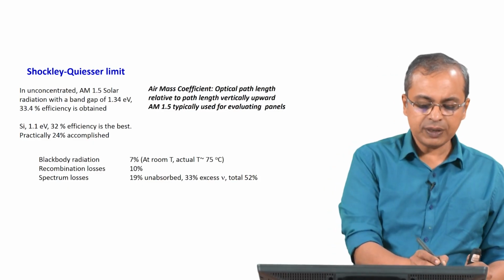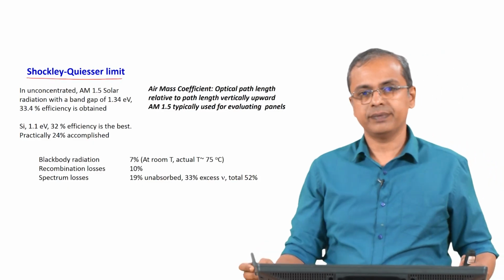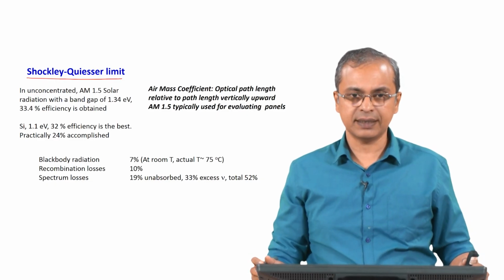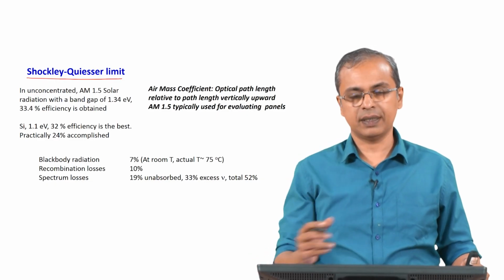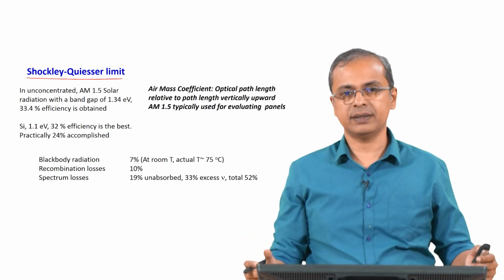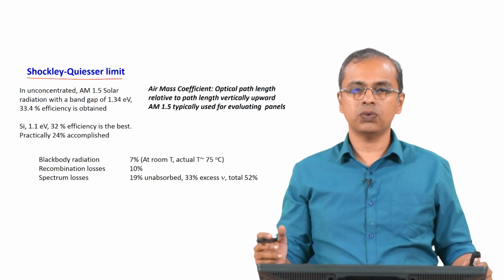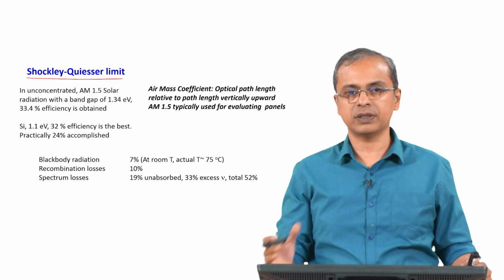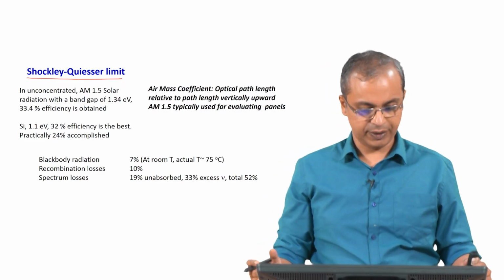There is something referred to as the Shockley-Queisar limit. This is named after the people who studied this extensively and indicated, in a theoretical sense, what sort of limit there is for a single junction solar cell, and that is what is referred to as the Shockley-Queisar limit.